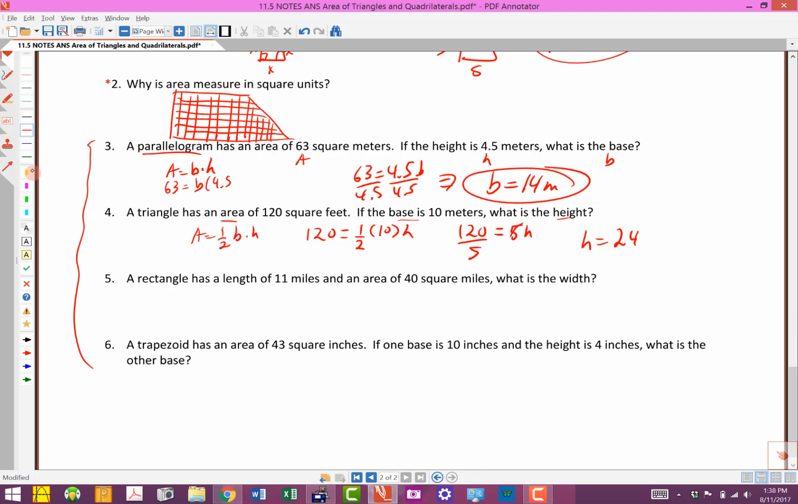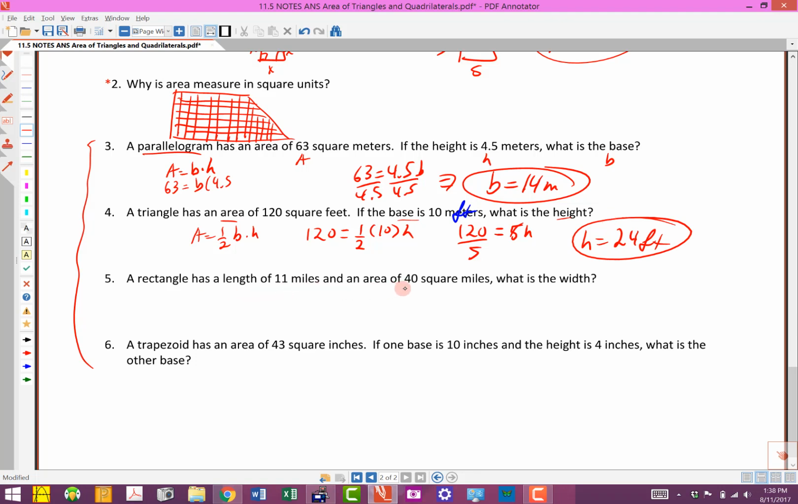Oh, I need to fix this. I apologize for that. You know what? Let's do this in feet, so we can keep that right. I'll get that fixed for the handouts. So that's going to be feet. So this has got to be feet right here.